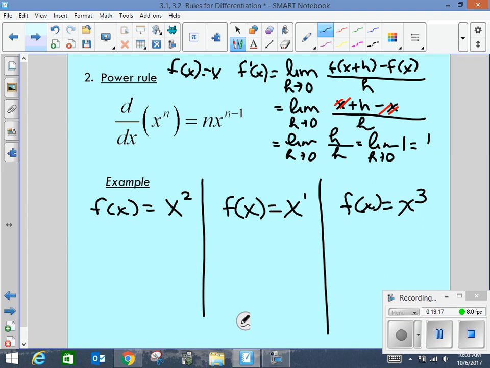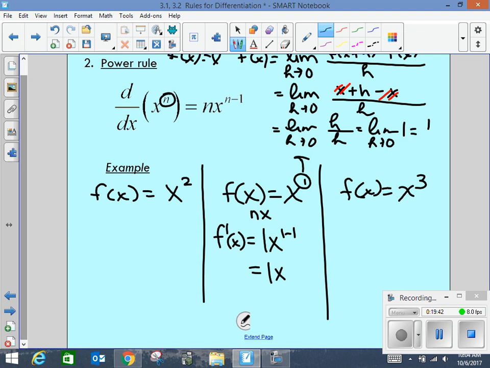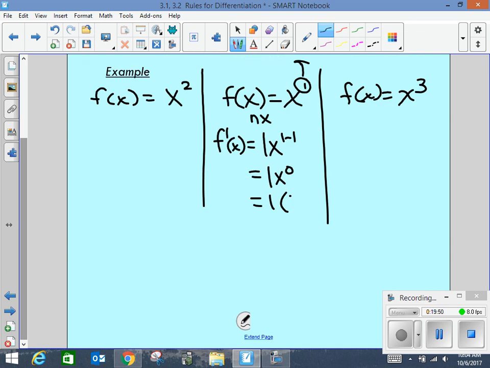Okay, n comes from that. We pull n, that's n. So 1 comes around, okay, this is, sorry, f prime of x. 1 comes around, that's your n, times x to the power of n, again, 1 minus 1. What's 1 minus 1? 0. What's x to the 0 power? 1. What's 1 times 1? 1.